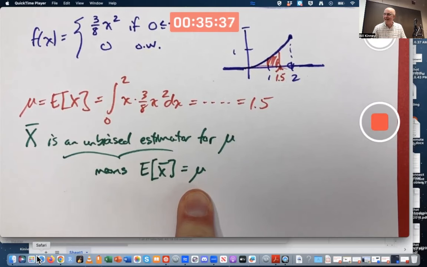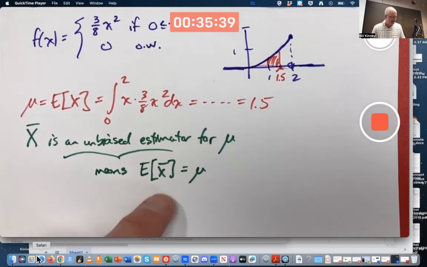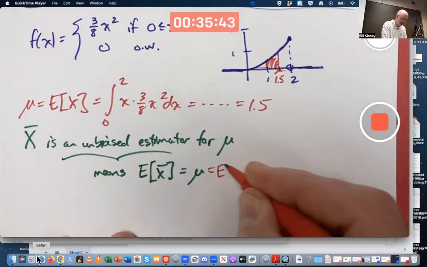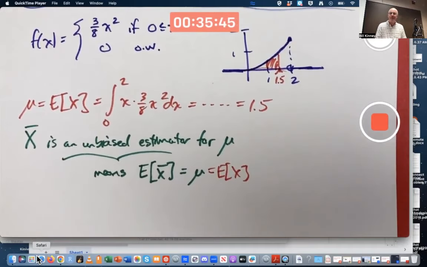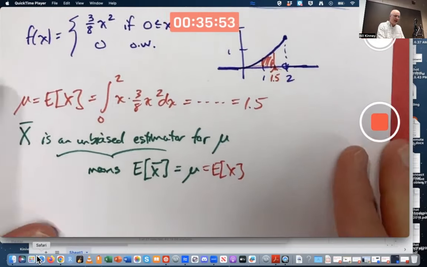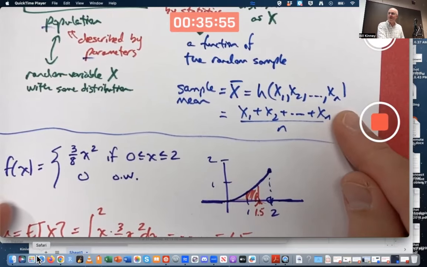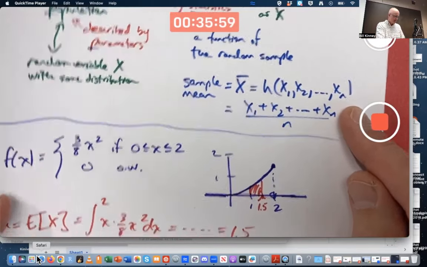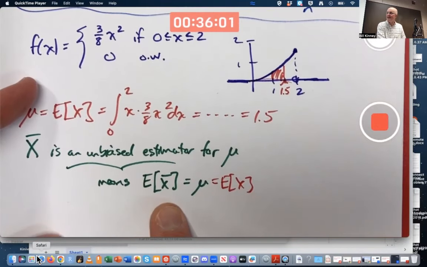Mean of the random variable x. Yeah, that's the same as this. Why? What? Remember, x bar is a statistic, and therefore it's a random variable because it's a function of random variables. It's got a distribution. It's got an expected value.